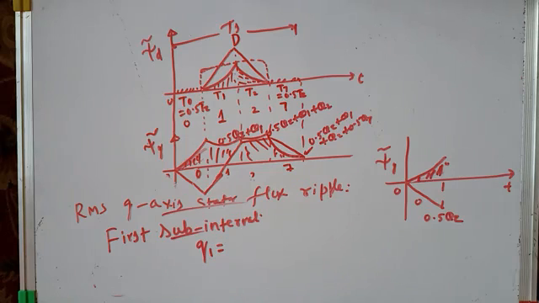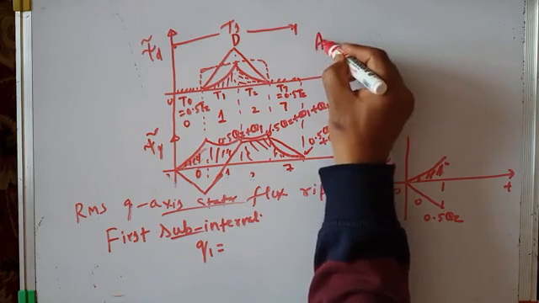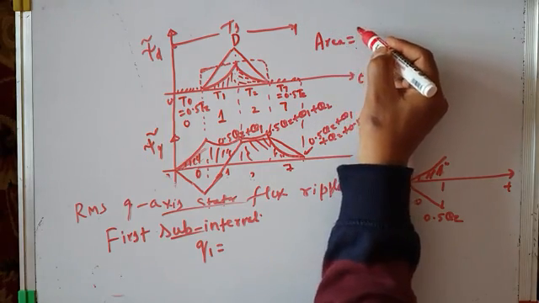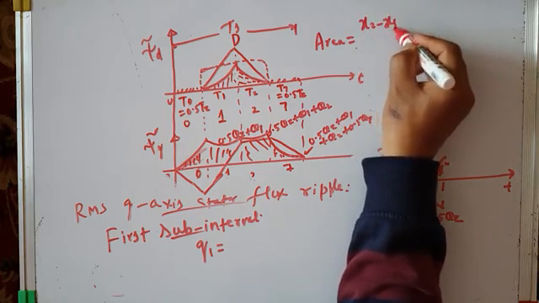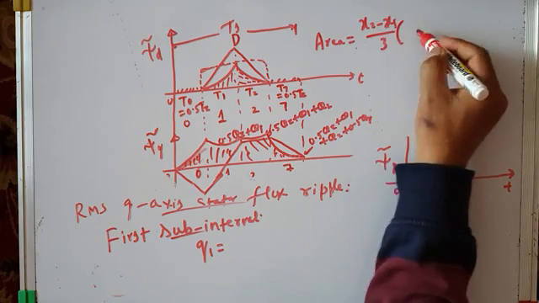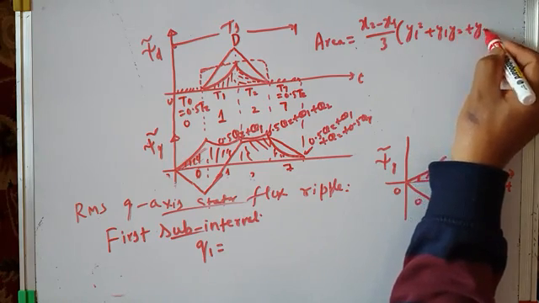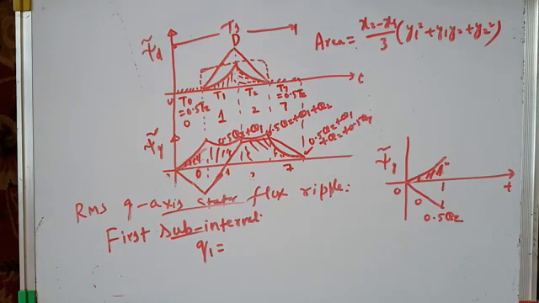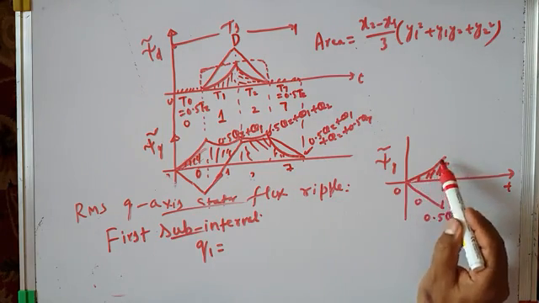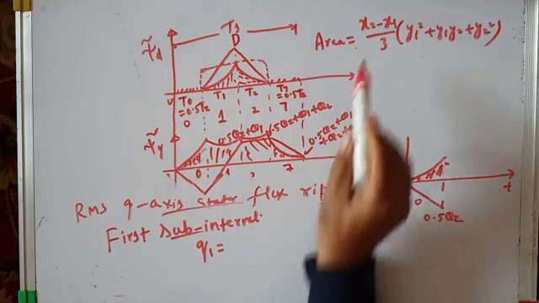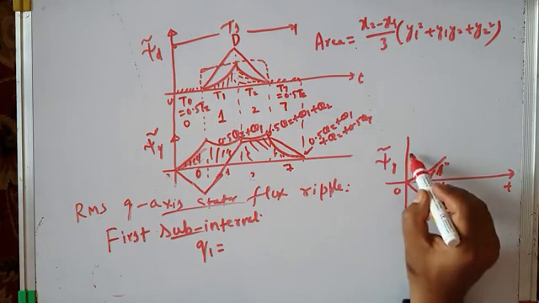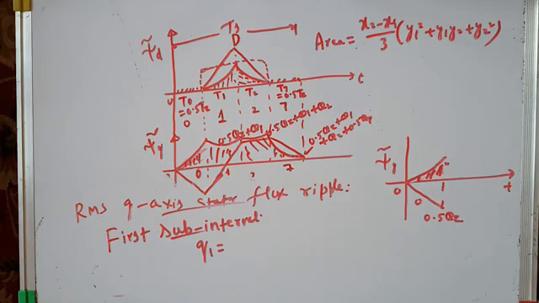Now Q1 is given by, I'm sorry, I should not have erased that formula. What is the formula for finding the area? I will write that formula again. Area is given by (x2 minus x1) by 3 times (y1 square plus y1 y2 plus y2 square). Use this formula here. What is x2 minus x1? It is the total time interval, which is 0.5 tz.